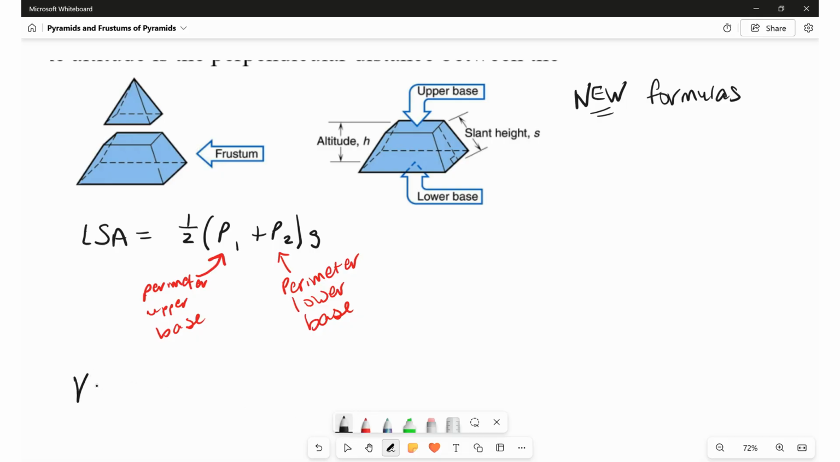Volume for a frustum is 1/3 times the height times the area of the upper base plus the area of the lower base plus the square root of the area of the upper times the area of the lower. Now that's a lot.